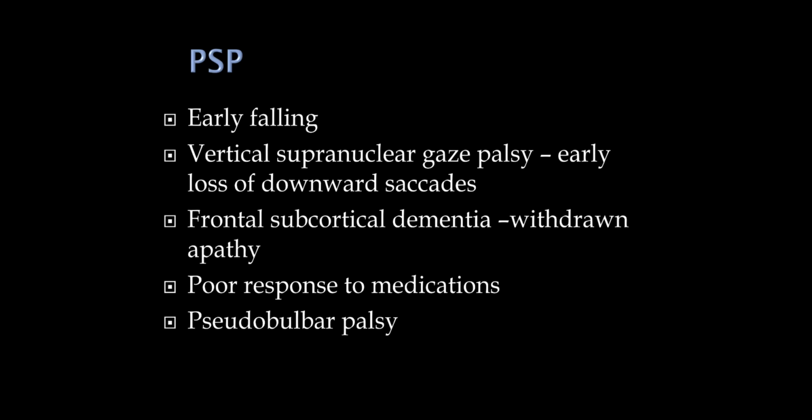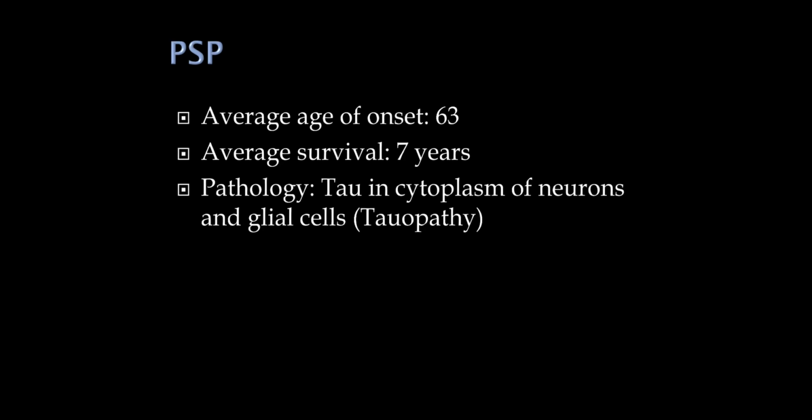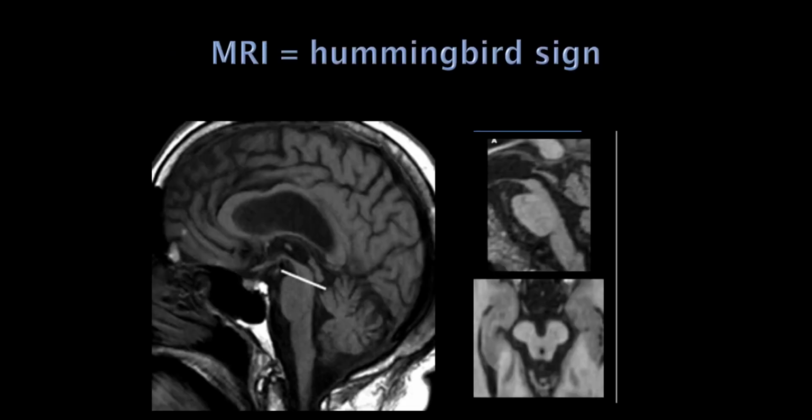They also develop a dementia, kind of a withdrawn, depressed-appearing, demented patient. They don't respond very well to medications, and they frequently will have pseudobulbar palsy. All right, so prognosis is not very good with PSP, and it is a tauopathy, and at the end here I'll list all of the different tau diseases.